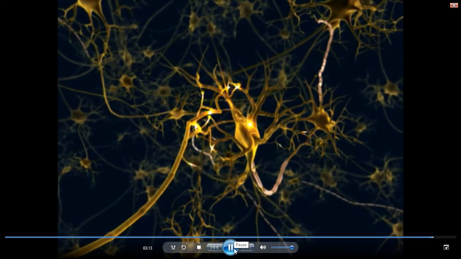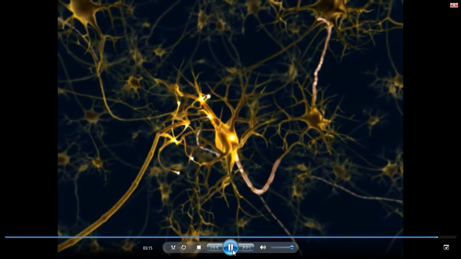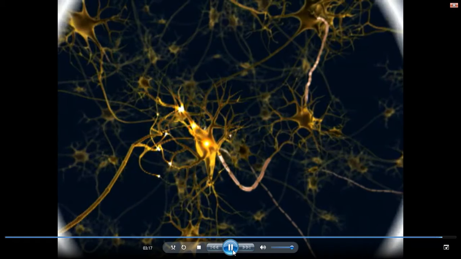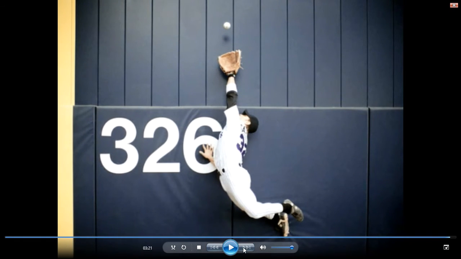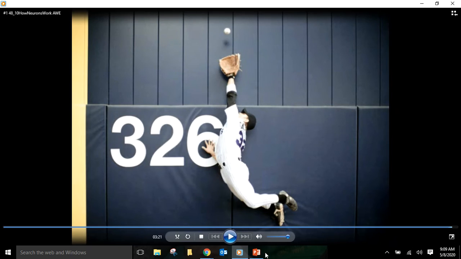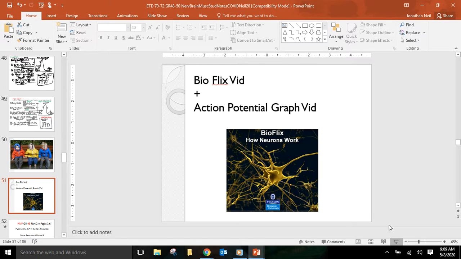The information carried by this action potential will be processed with other information, permitting this baseball player to make a spectacular catch. Unless he's a Mariner. Oh, bad joke.